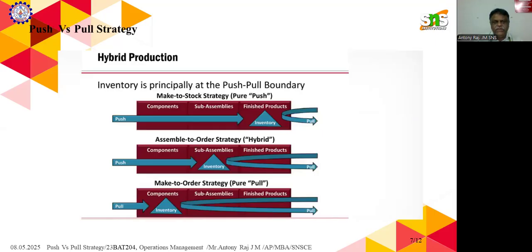And there is an intermediary, which is called hybrid, which is between push and pull production. It is the assembled to order strategy. So that is the hybrid, because we know make to stock is pure push, and made to order is pure pull. The hybrid is the assemble to order strategy, where you are manufacturing based on assembling to the order. So it's a combination of pure push and pure pull.